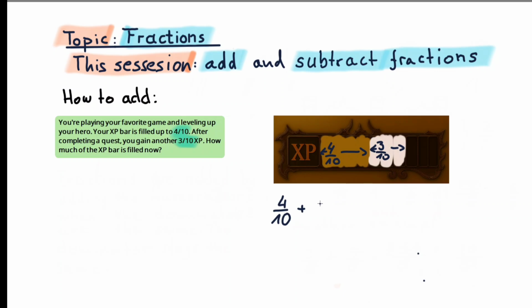Mathematically, we write 4/10 plus 3/10 equals 4 plus 3 over 10, and that gives us 7/10. So we get the result: your XP bar is now filled to 7/10. Congratulations, you have learned how to add fractions.